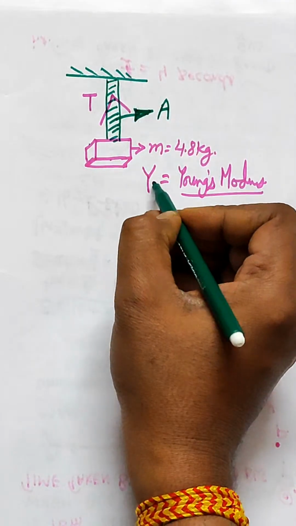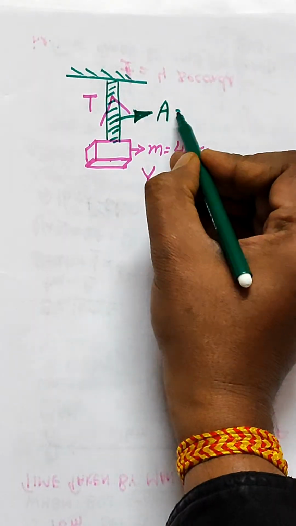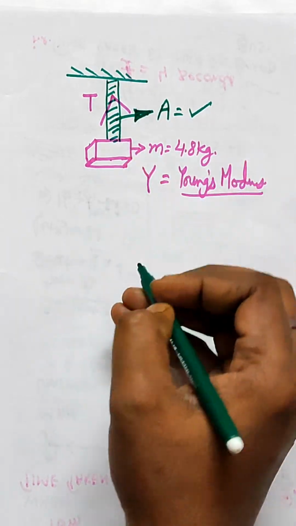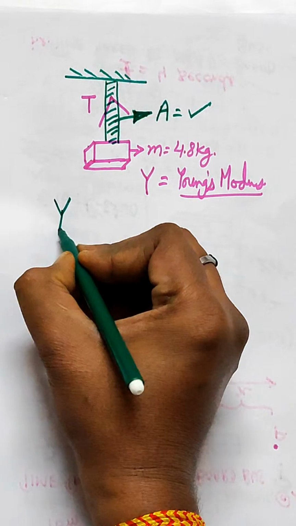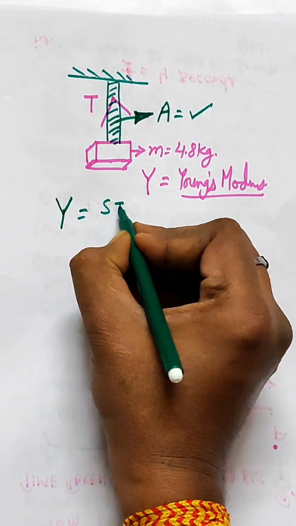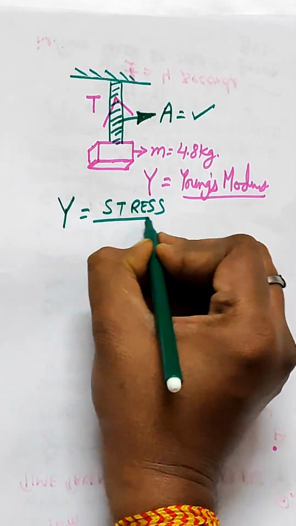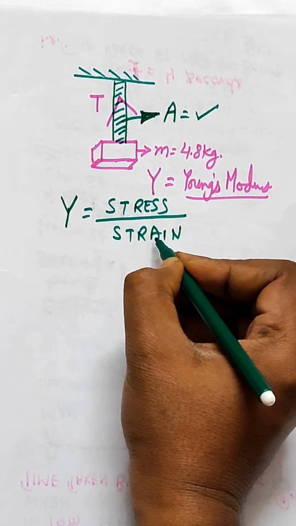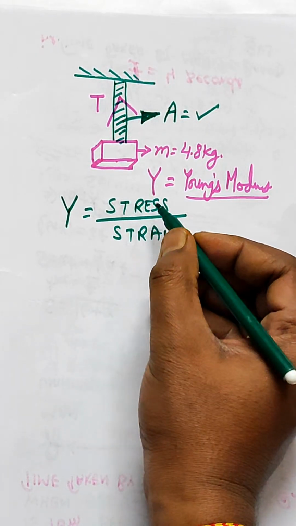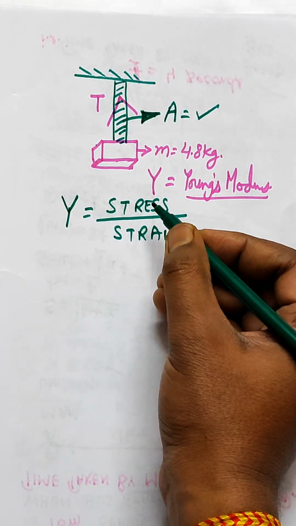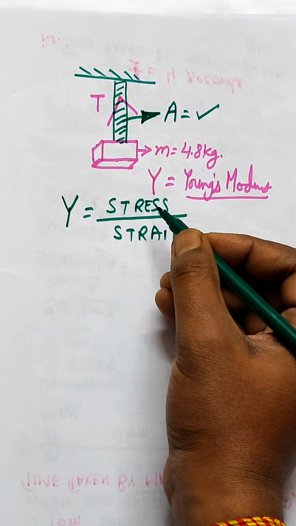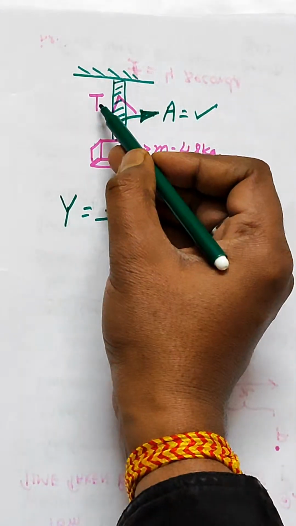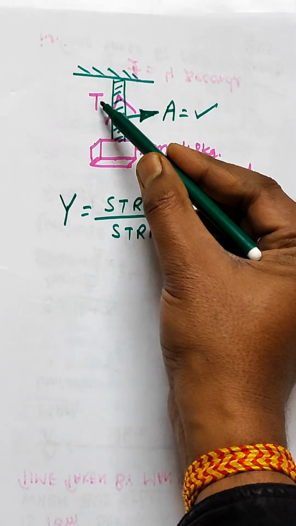Now, if there is a tension in this string, and we have been provided with the area of cross section of this wire, now what we will do? Just apply the Young's modulus formula. You know that Y equals stress by strain, right? What is stress? Stress is the force applicable per unit area. So that force is this tension.